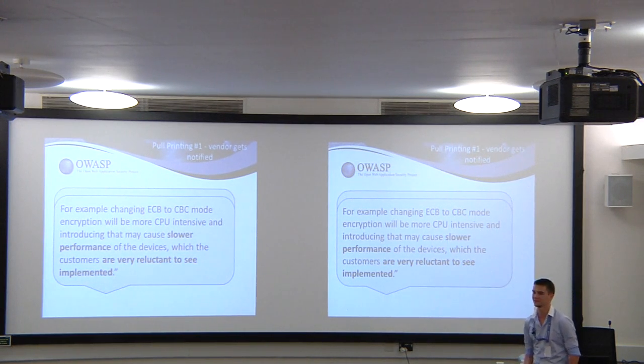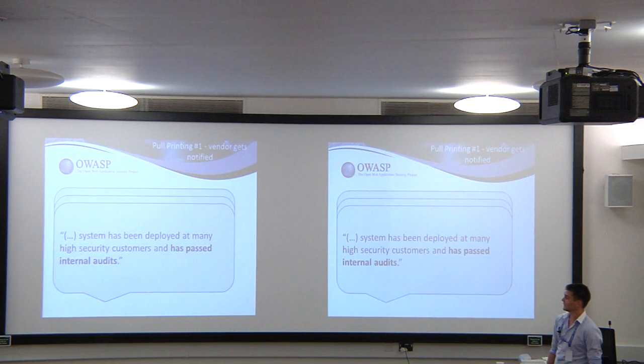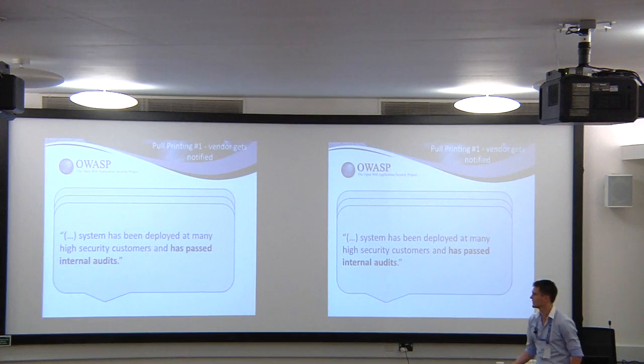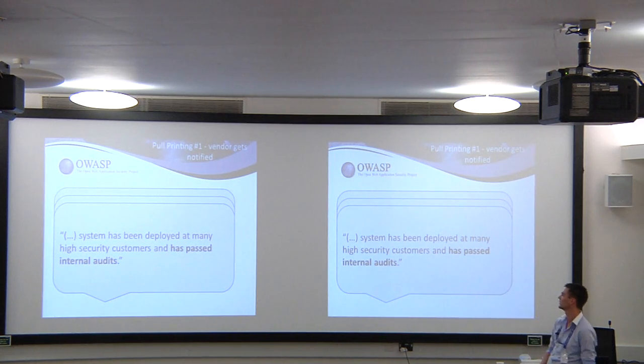And we tried to convince them that the printers' processors are single-threaded. And on a single-threaded processor, you actually do not see the real difference between ECB and CBC mode of encryption in terms of speed. Because ECB mode is faster because it can be parallelized. And with no parallel computing, CBC is as fast as ECB, maybe like 5% slower. They tried to convince us that they are secure because the system has been deployed at many high security customers and has passed internal audits. So yeah, they passed because their penetration testing company was actually not very good. Okay, that's for the pull printing.